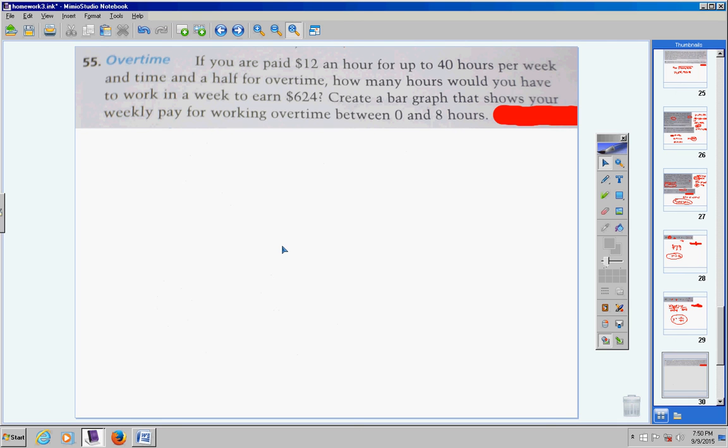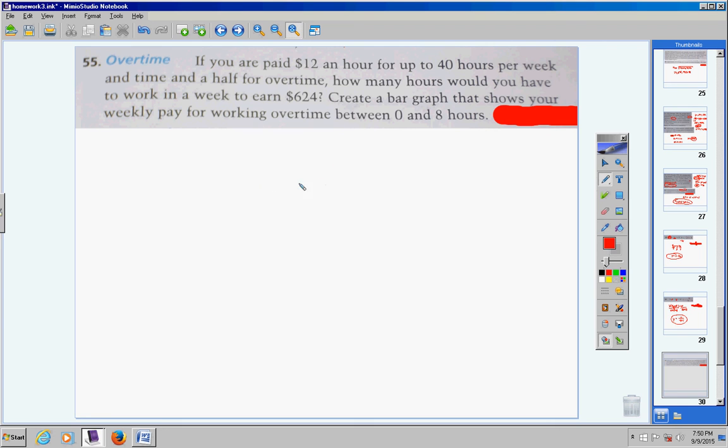If you are paid $12 an hour for up to 40 hours a week, and time and a half for overtime, how many hours would you have to work in a week to earn $6.24? Now, we've done problems like this before.